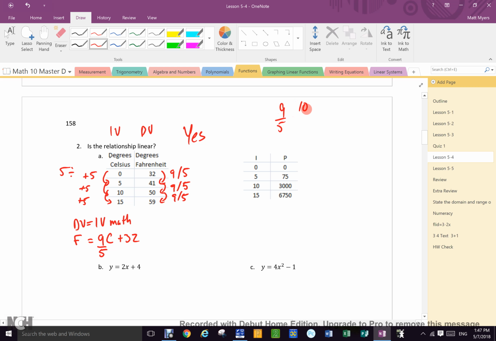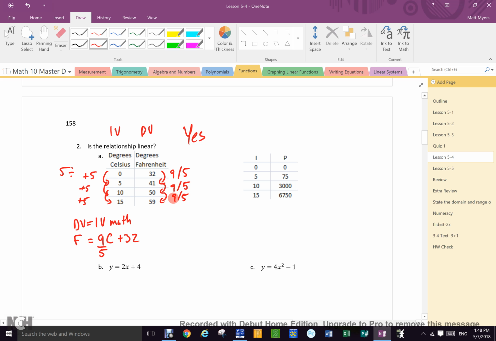9/5 times 10. The 5 cancels, and that 10 becomes a 2, correct? What's 9 times 2? What's 18 plus 32? Fifty, are we right? And now we've made an equation. Does everyone see how it works? Once you get this side to ones, you can always work it out.